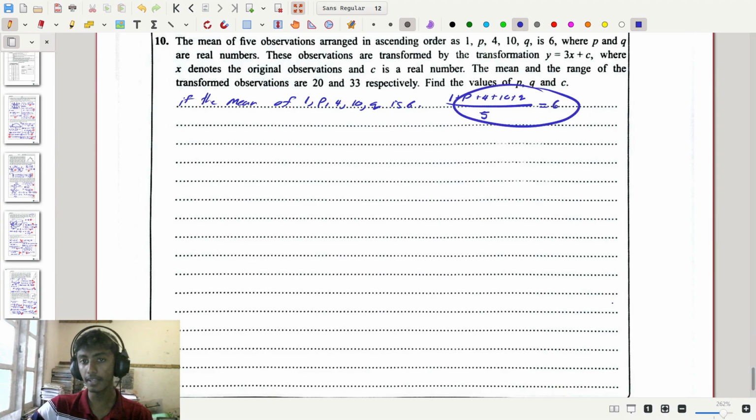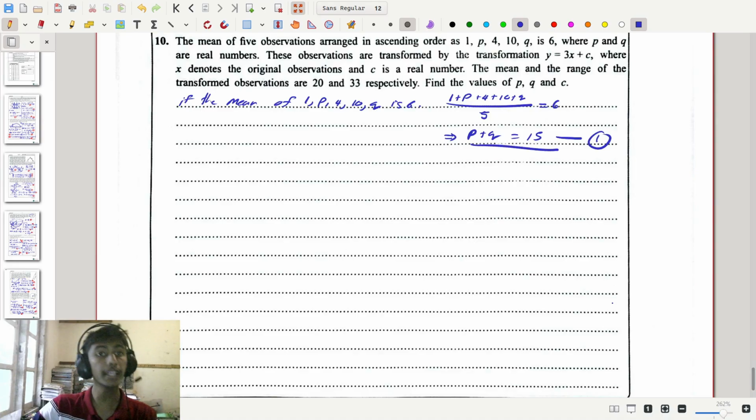Now I could leave it at that and call this equation number 1, but we can actually simplify this further. If we take the 5 to the other side, we have 6 times 5, which is 30, and on the left hand side we have 1 plus 4 plus 10, which is 15. So we have 15 plus P plus Q equals 30, and subtracting 15 from both sides gives P plus Q equals 15. I'm going to call that equation number 1. Therefore, if we ever find P, we know Q, and if we find Q, we know P.